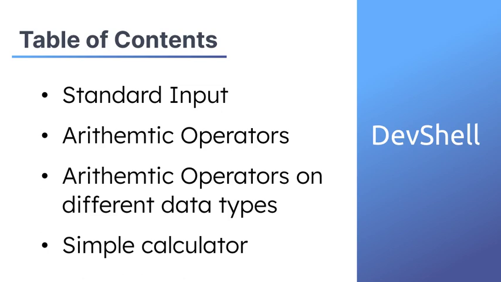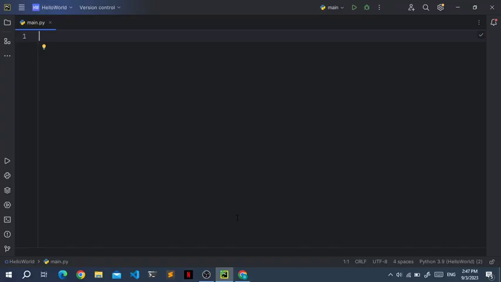In this video we're going to learn about standard input, and that means getting input from the user. You're going to learn about arithmetic operators, and that's used to perform some calculations in your Python code. You're also going to learn how these different arithmetic operators behave with different data types. And in the end we're going to create a simple calculator to merge all of the things you've learned together in a simple project. So let's get started.